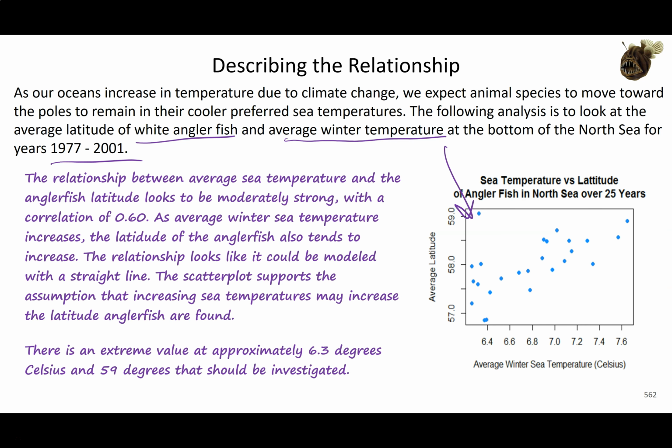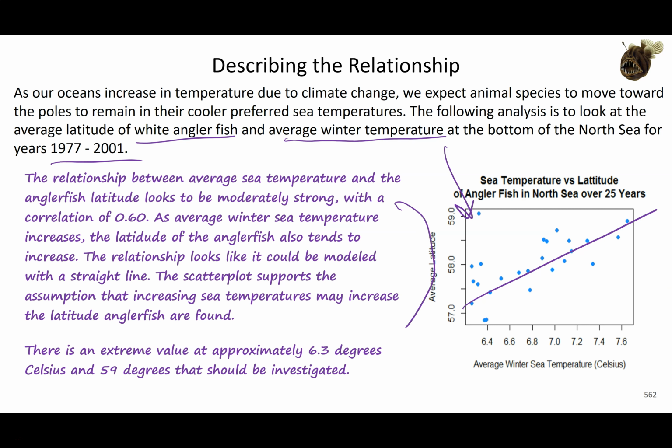Because you definitely don't want me to handwrite this much while sounding it out, the relationship between average sea temperature and the anglerfish latitude looks to be moderately strong. I would say reasonably. I definitely see a linear trend there. It's moderately strong with a correlation of 0.6. You can't figure that out by looking at it, but we did provide R code. You can find that correlation coefficient.